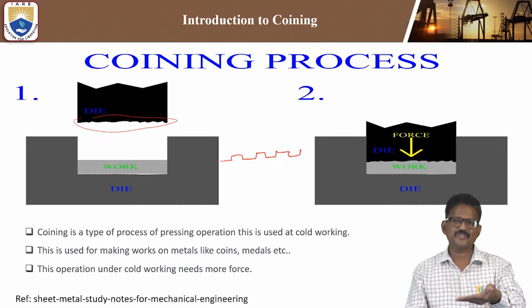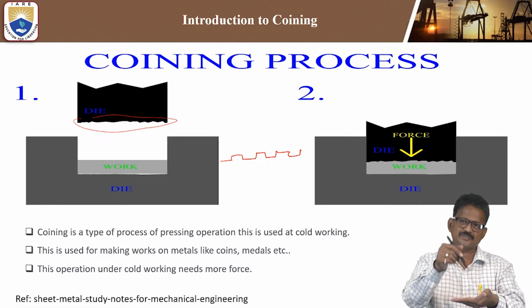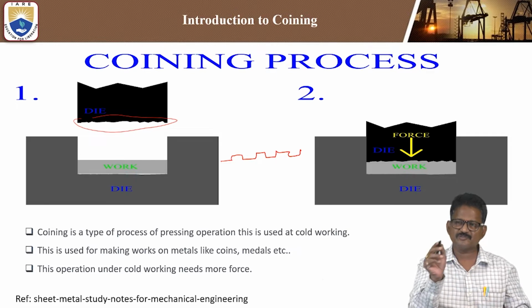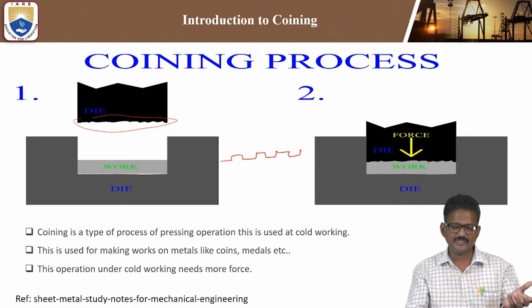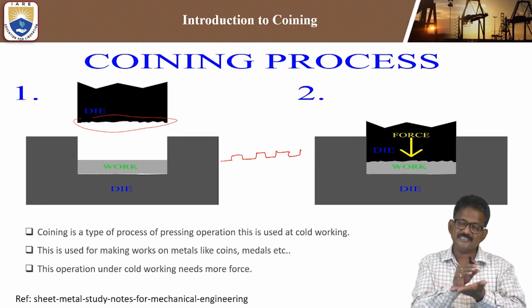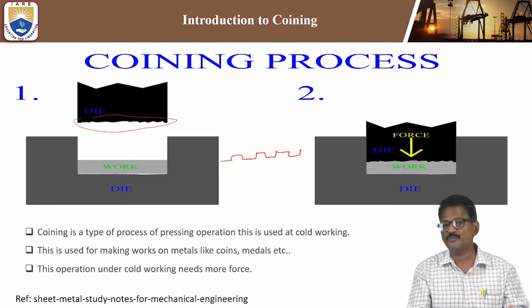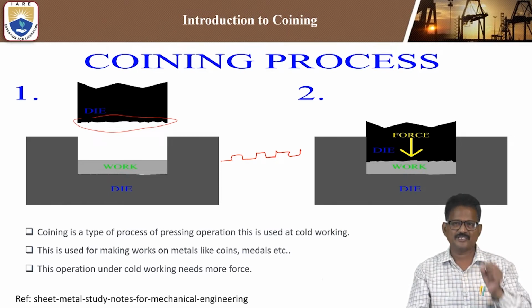You keep the workpiece and apply force and pressure, according to the requirement of the shape that can be obtained. In this operation, cold working needs more force because no heating can be done. In order to change the shape, even a simple shape, obviously more force is required. So this is the coining process.